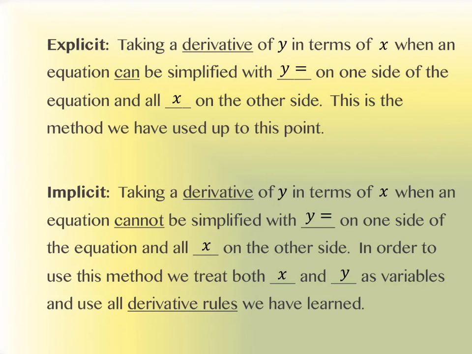So implicit differentiation is taking a derivative of y in terms of x when either the equation can't be simplified to y equals, or maybe it's just difficult or messy to do it that way. In order to use this method, we have to treat both x and y as variables and use the derivative rules we've discussed.